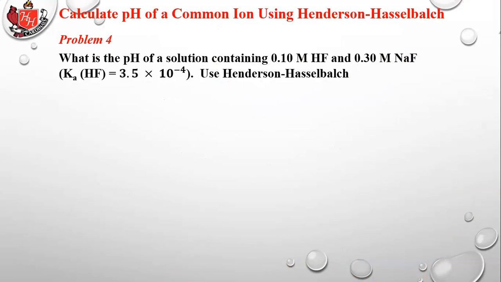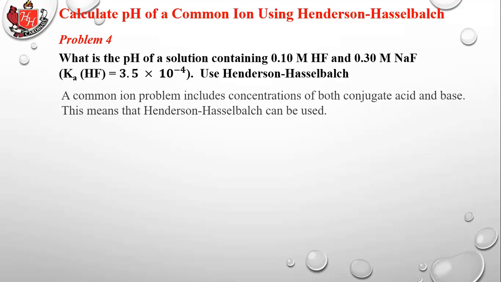Now we're going to do the same problem using Henderson-Hasselbalch. So what do we have here? What do you need for Henderson-Hasselbalch? A common ion problem includes concentrations of both conjugate acid and base. This means that Henderson-Hasselbalch can be used because you have both. So if you look at the equation, you're going to need the pKa, the concentration of the weak base up on the top, inside the log, and then the concentration of the weak acid down on the bottom.